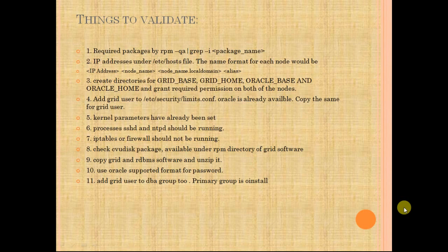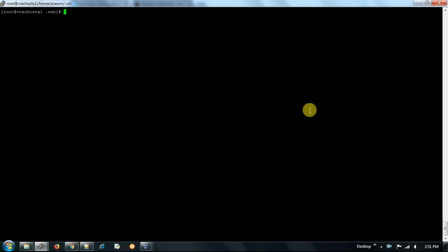And IP tables should be disabled, like the firewall should be disabled, and the SSHD process should be running in order to make a passwordless connectivity between the nodes, and the network time protocol daemon should be running. And we have already done the kernel parameter settings, and required privileges are to be given to the grid home and Oracle home, that I'll explain in this video.